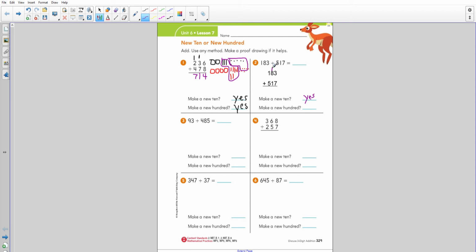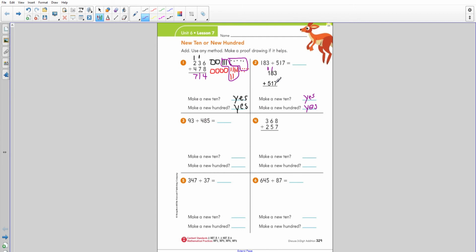Now I'm doing that before I look to see if I get a new 100, because I'm going to include this in my count of it. 1 plus 8 is 9, and 1 more is 10. So yes, I'm going to get a new 100. Now I'm going to put my new 100 right away too.